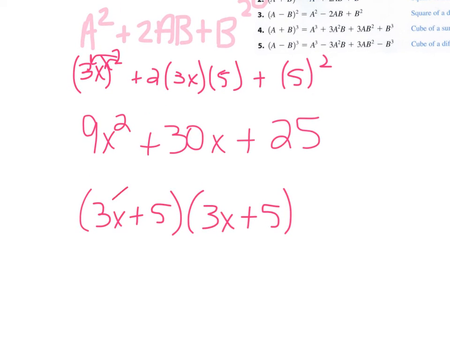Now, what we just did was 3x plus 5 times 3x plus 5. If I FOIL that out, what's 3x times 3x? 9x squared. What's 3x times 5?